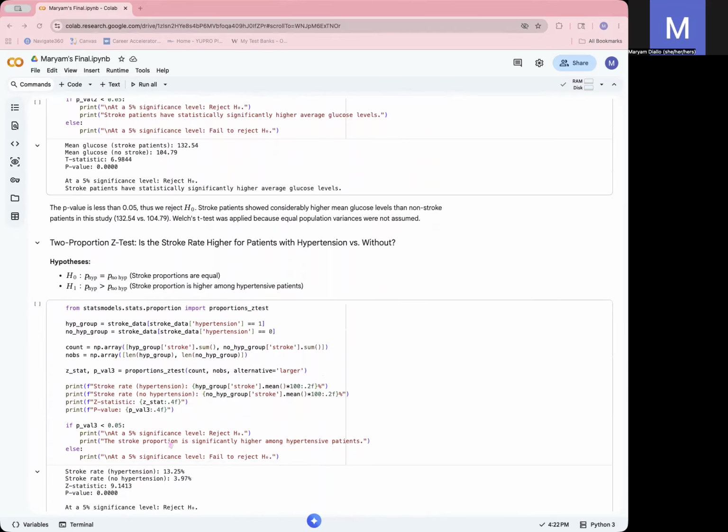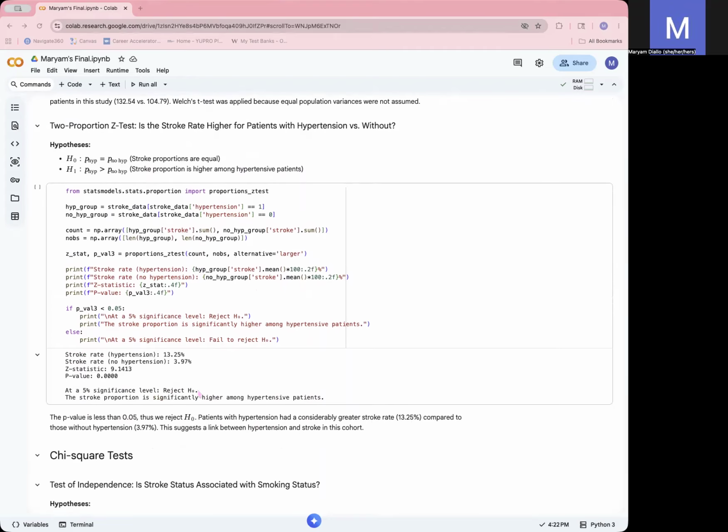For our proportion z-test, I tested whether the stroke rate among hypertensive patients is significantly higher than among non-hypertensive patients. The stroke rate for hypertensive patients was about 13.25, compared to 3.97 for those without hypertension, and the p-value here was also below 0.05, so we rejected the null hypothesis.